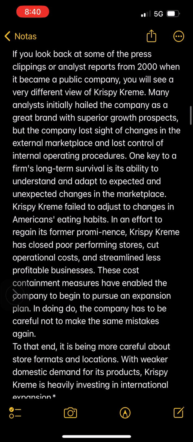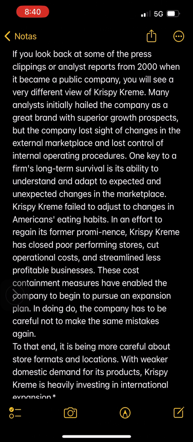If you look back at some of the press clippings or analyst reports from 2000 when it became a public company, you will see a very different view of Krispy Kreme. Many analysts initially hailed the company as a great brand with superior growth prospects, but the company lost sight of changes in the external marketplace and lost control of internal operating procedures. One key to a firm's long-term survival is its ability to understand and adapt to expected and unexpected changes in the marketplace. Krispy Kreme failed to adjust to changes in Americans' eating habits.